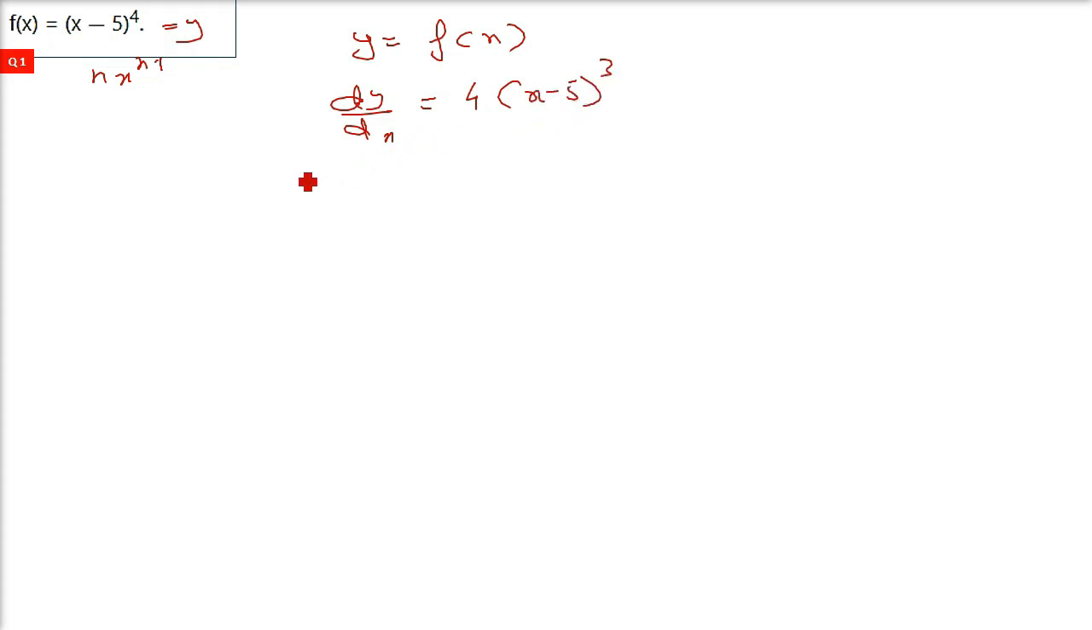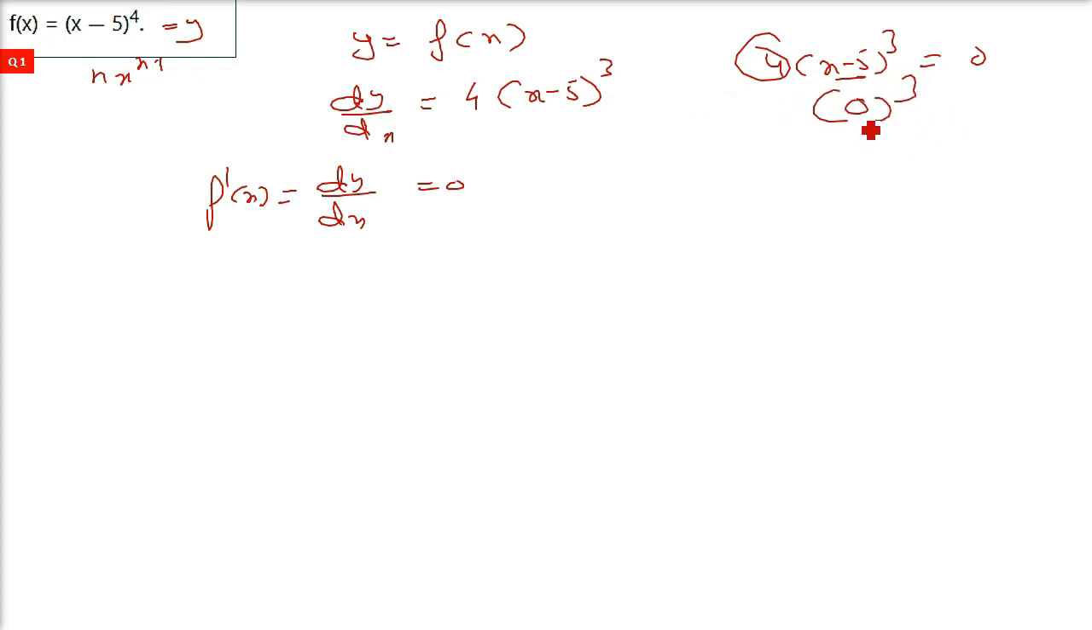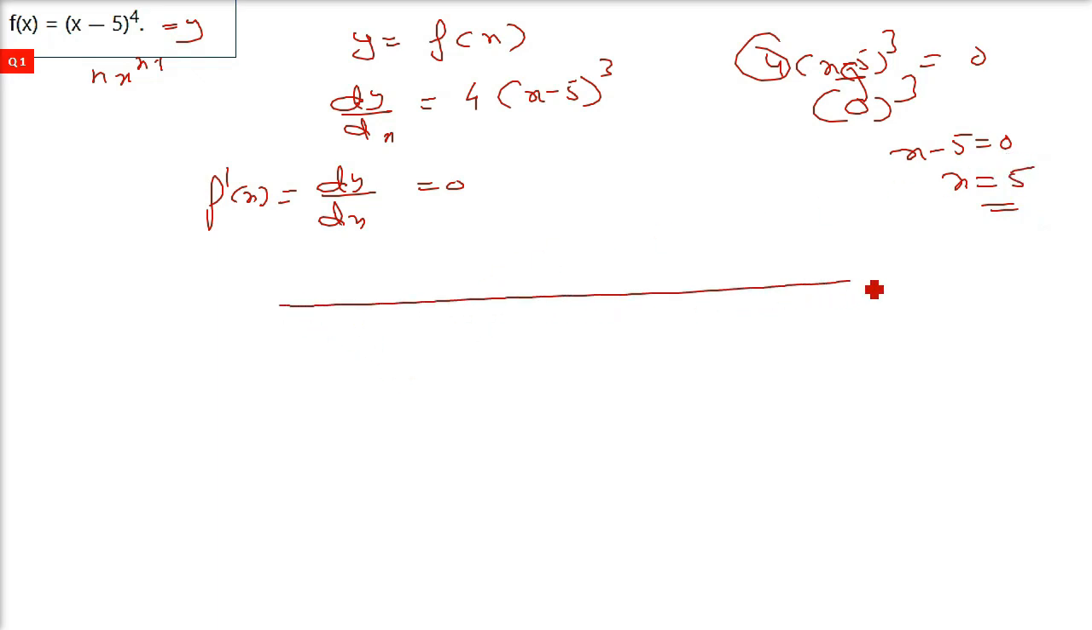Now the first step is dy by dx or f dash x. The second step will be to equate it to 0. So 4 into (x minus 5) cubed is equal to 0. 4 cannot be 0, so x minus 5 has to be 0, because x equals 5 will make the left hand side 0. So x minus 5 equals 0, that means f dash x will become 0 at x equals 5. So you got one critical point. What is that critical point?